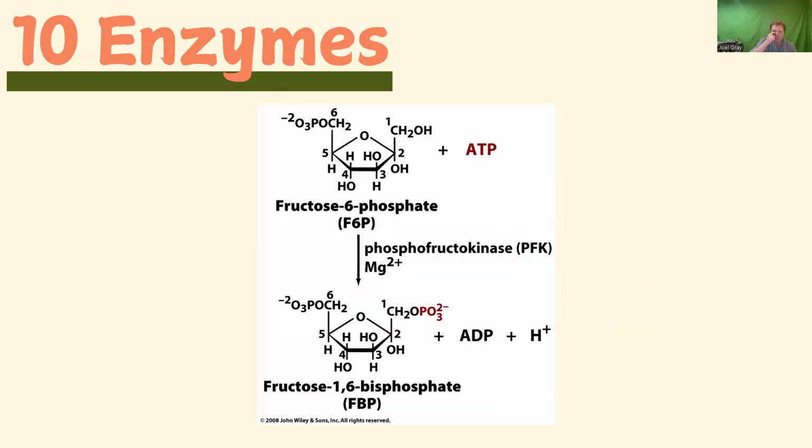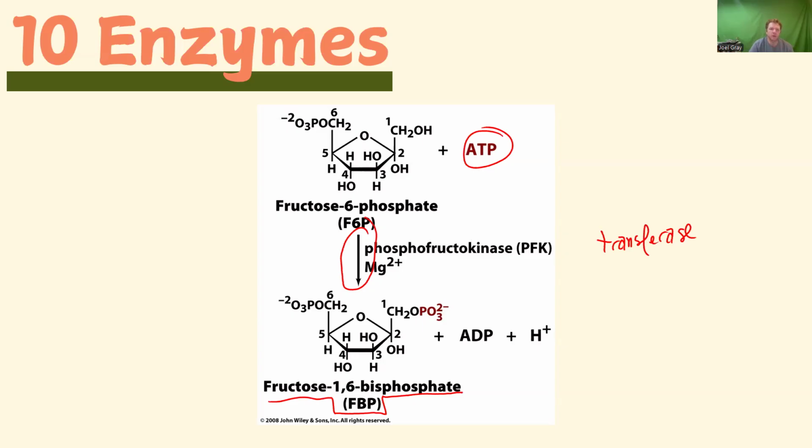Next up is our second phosphorylation. So our second ATP that we're investing. This is a transferase. It's going to take ATP. This is also an irreversible step. We're going to take a phosphate off of ATP and put it onto fructose 6-phosphate to make fructose 1,6-bisphosphate, or FBP. Now, we have a doubly phosphorylated molecule.